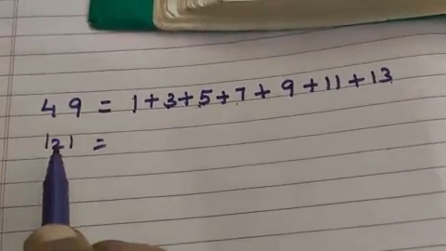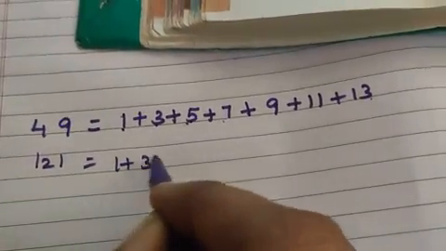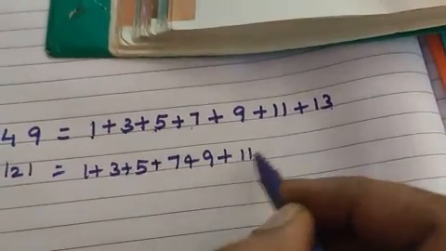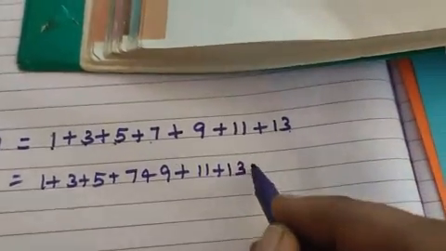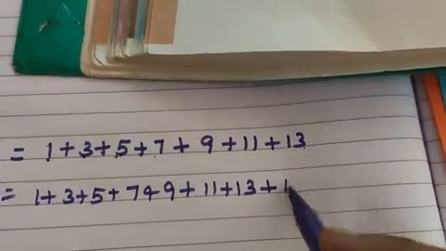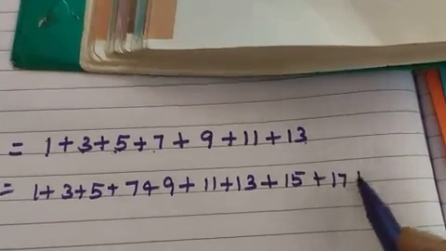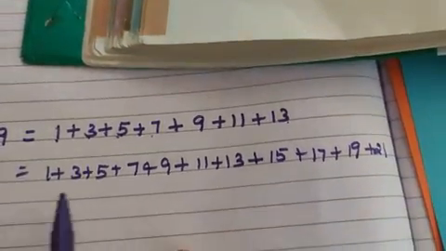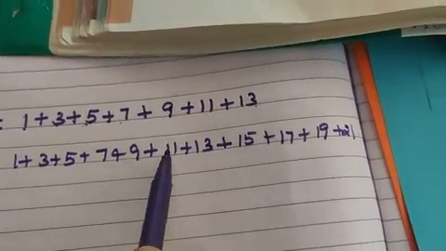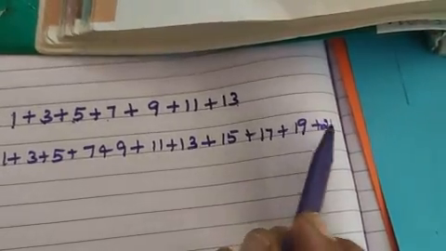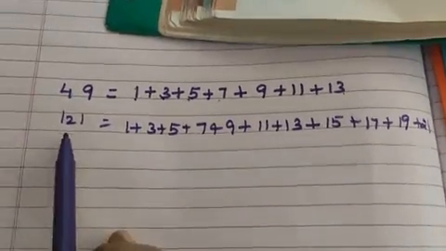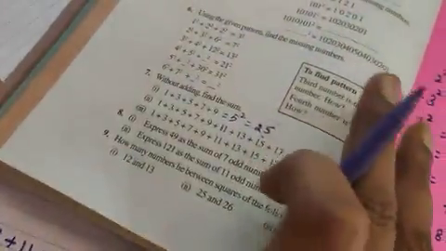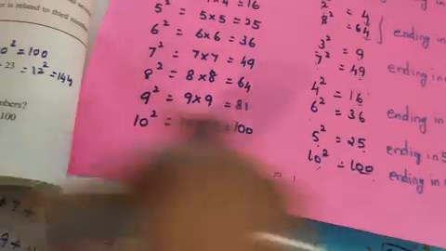So you have to write 11 odd numbers. 1 plus 3 plus 5 plus 7 plus 9 plus 11 plus 13 and then 15 plus 17 plus 19 plus 21. 11 numbers are there: 1, 2, 3, 4, 5, 6, 7, 8, 9, 10, 11. So 11 squared is 121. If you add these numbers, you will get 121. Right? So now we solved question number 7 and 8 also.